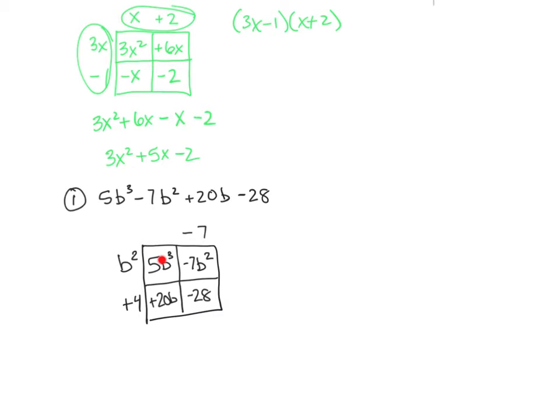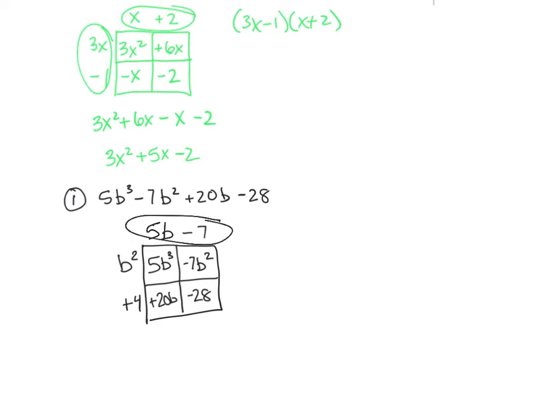So you can either look up this way to see what we have in common between 5b cubed and 20b, or we can ask ourselves, what do we need to multiply to b squared to get to 5b cubed? Well, we're going to need this 5. We have a 5 in common right here. And we're also going to need a b.